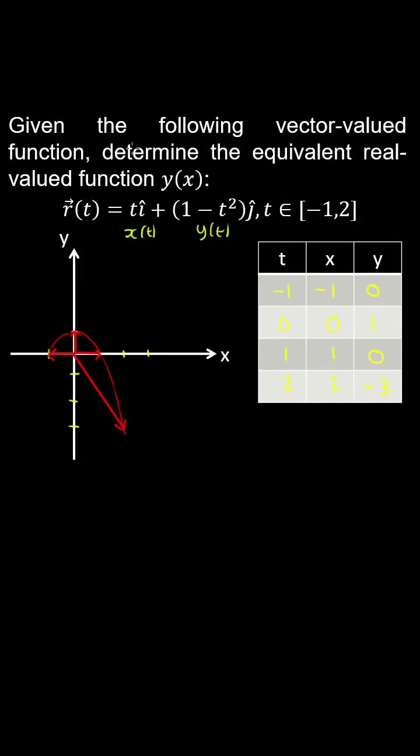Given the vector valued function that we plotted earlier, let's determine an equivalent real valued function y of x. Well, as we can see, x of t is equal to t, and y of t is equal to 1 minus t squared. So therefore we can write y as a function of x by substituting for t. So that's effectively 1 minus x squared, and that gives the equation of this same parabola over here.